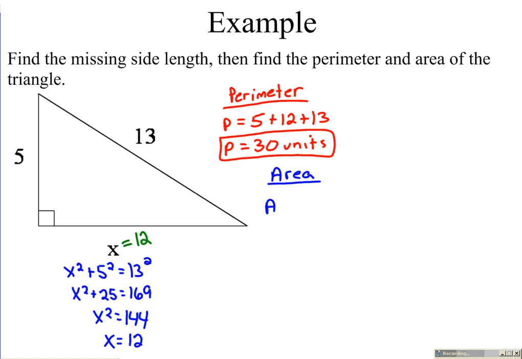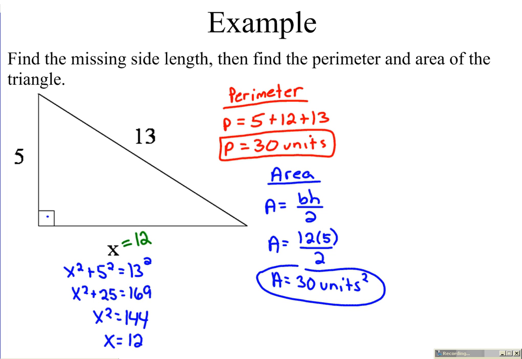Well, we know area is base times height divided by 2. So in this case, the area is going to be 12 times 5. And for a right triangle, it does happen to be the two sides that make up the right angle, because again, we're looking for that right angle. So base times height divided by 2. Plug that into your calculator. 12 times 5 divided by 2. And we get 30 square units.